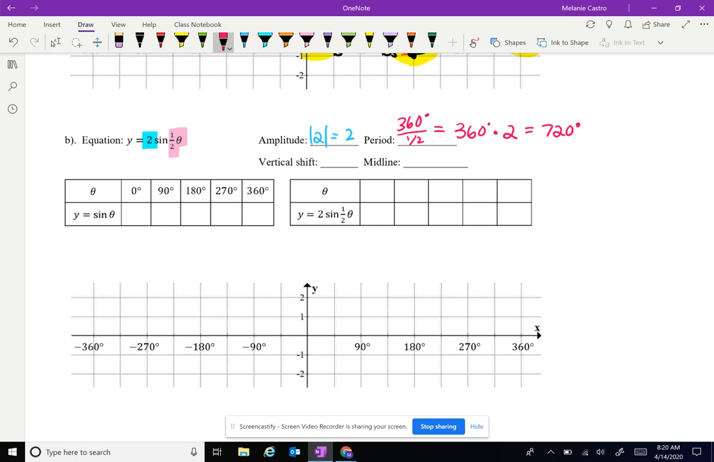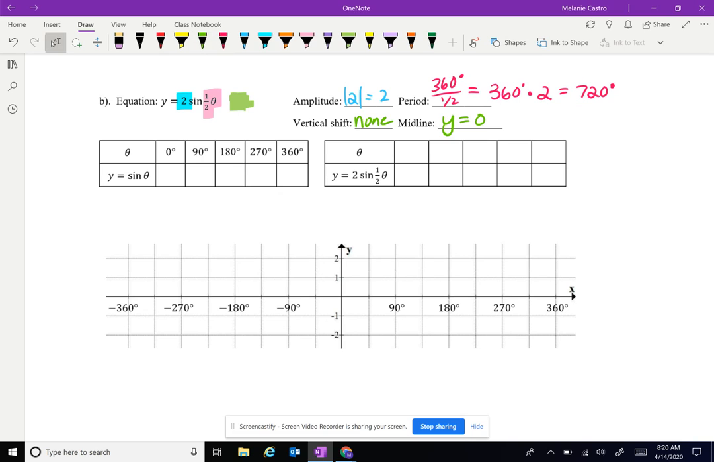Right now, because there's nothing being added to the back, our vertical shift is none, and our midline is the x-axis, y equals 0. For me anyways, at least this is what I do. Like, I know now that's the middle. And then if I want to stay in my lanes, my amplitude is saying we can go up 2 or down 2 from that midline.